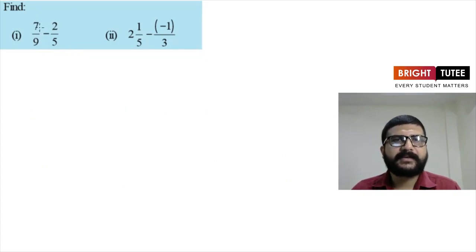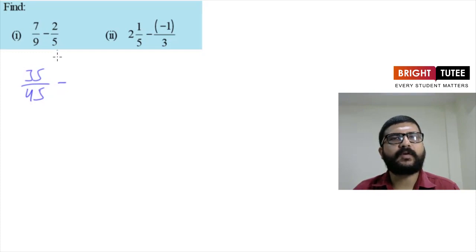Now let's try this question. The first one here is 7 upon 9 minus 2 upon 5. Here denominators are not same, so our first job is to make denominators same. LCM of 9 and 5 will be 45. So we can multiply the first number, 7 upon 9, with 5 upon 5. So we will get 35 upon 45, because 7 into 5 is 35 and 9 into 5 is 45.